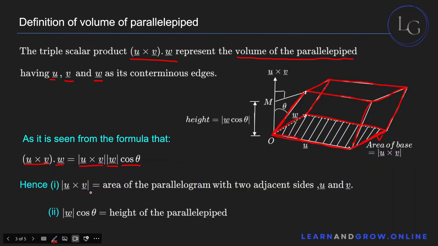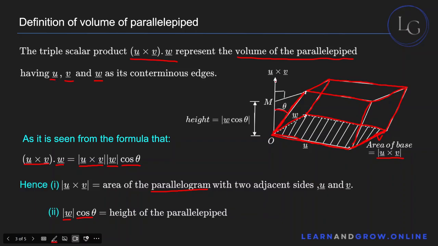the magnitude of u cross v basically gives you the area of the base parallelogram, right? Because this is u and this is v, and this area, the shaded region, is basically the magnitude of u cross v. So it is basically the area of the base. And the height of the parallelepiped is equal to the magnitude of w into cos theta. Why? Because this side is w, and the angle between u cross v and w is equal to theta.